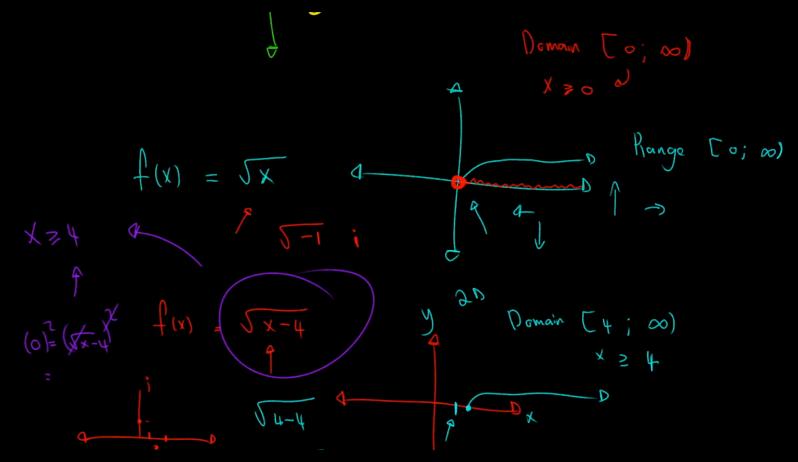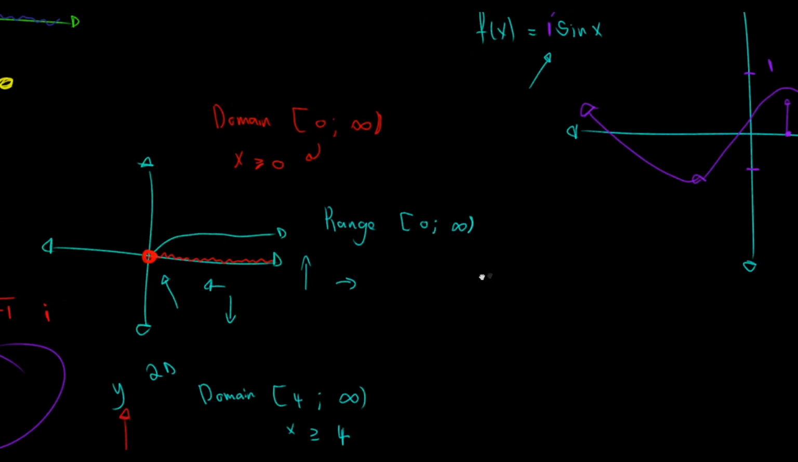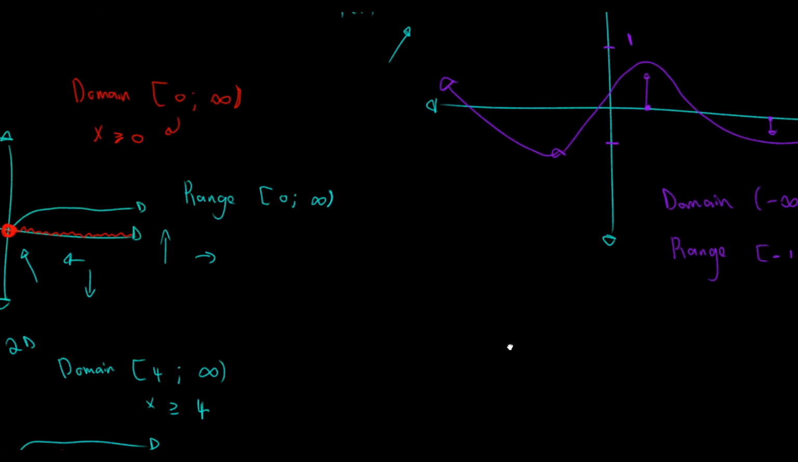The square cancels the square root. 0 to the power of 2 is 0. So we have x minus 4 is equal to 0, and therefore x is equal to 4. So we can do it mathematically too. But by visualizing these functions, domain and ranges becomes literally a walk in the park.